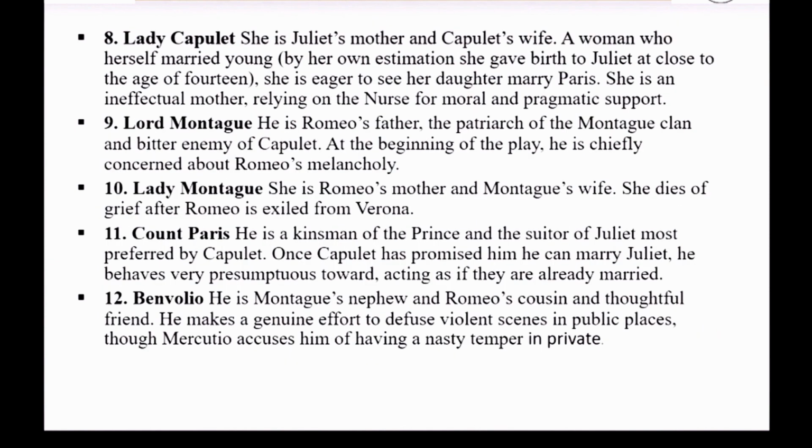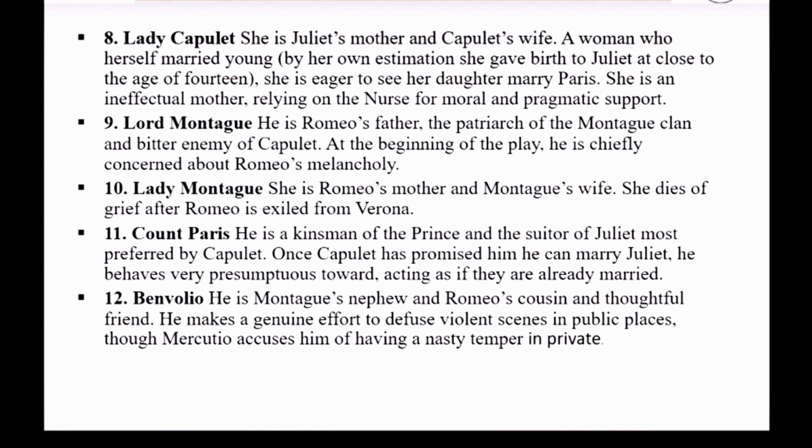Then eighth we have Lady Capulet. She is Juliet's mother and Capulet's wife, a woman who herself married young. By her own estimation, she gave birth to Juliet at close to the age of 14. She is eager to see her daughter marry Paris. She is an infatuated mother, relying on the nurse for moral and pragmatic support.